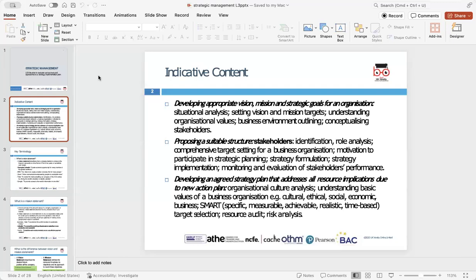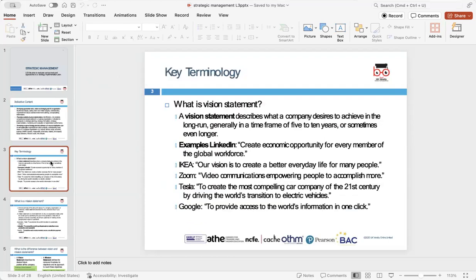resources, audit, risk analysis. So if anyone is there, can you guys see my screen? Can you hear my voice? Any issues, please? If there is any issue, please do let me know, then I will try to resolve it for you.